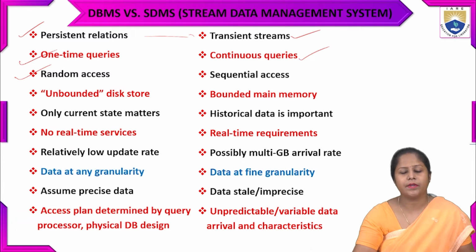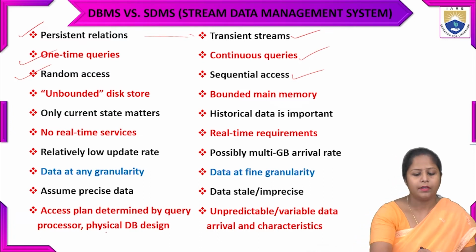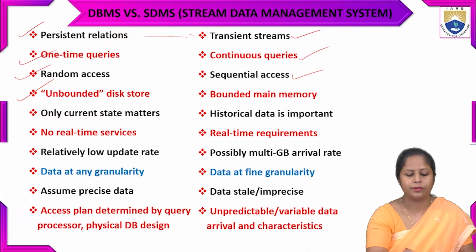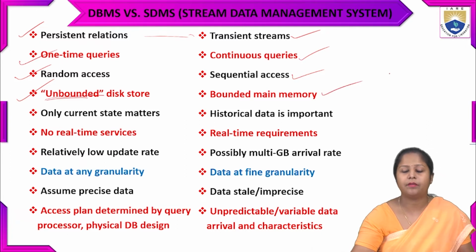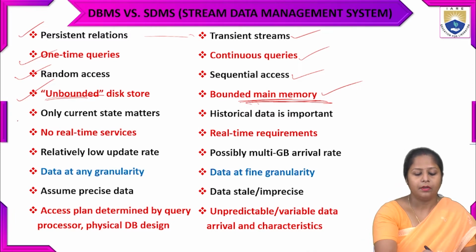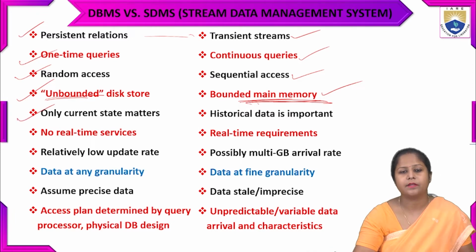In the DBMS, random access is possible, and in the SDMS, we have sequential access of the data. In the DBMS, we have an unbounded disk store, and in the SDMS, we have bounded main memory. So that will be stored in the main memory of the computer. In the DBMS, only the current state matters, so the current status while we are writing the query matters the most. But in the SDMS, we are storing the historic data also. So that data is very important while we are processing the data.